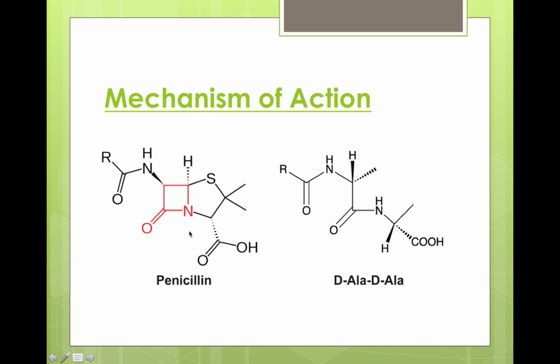So this will bind to the protein that makes those cross links, because the protein thinks that the penicillin is alanine because it looks exactly the same. So it'll bind to that, and then this beta-lactam ring will break open, and it will change conformation and bind to the protein in a certain way that will inactivate it from synthesizing any of the cross links, and that's what gives it its mechanism.